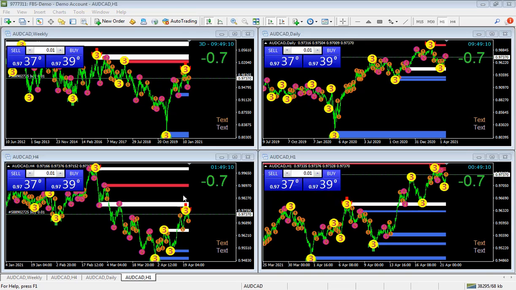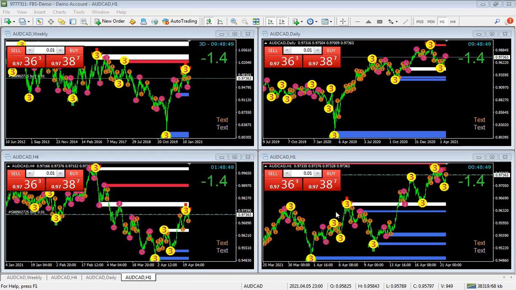Okay, so what we have here is one currency, AUD CAD. As you can see, it's AUD CAD, right? I've put the major time frames that I want to see: the weekly, daily, 4 hour, and 1 hour. I start from the weekly, I move to the daily, then the 4 hour, and the 1 hour, right?